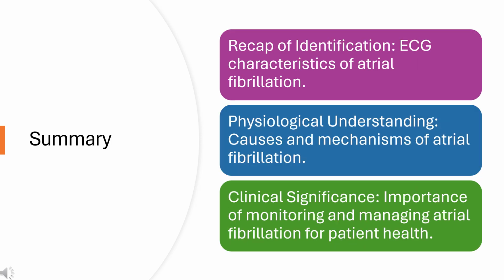So let's do a quick summary of what we've learned in this presentation. You learned that atrial fibrillation is identified on an ECG by the absence of distinct P waves, which are replaced by fibrillatory waves. The ventricular response is irregularly irregular, meaning that the intervals between QRS complexes vary without any kind of consistent pattern. Despite the chaotic atrial activity, the QRS duration typically remains normal unless there's an underlying bundle branch block. Remember, the hallmark of AFib is the irregularly irregular rhythm and the wavy baseline without distinct P waves. These features differentiate it from other arrhythmias.